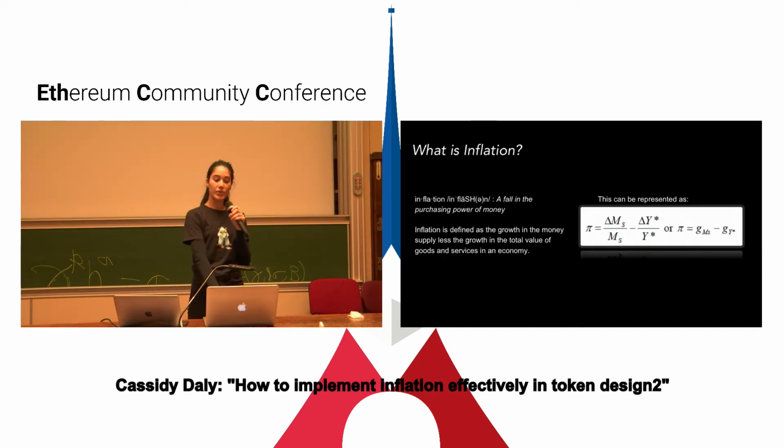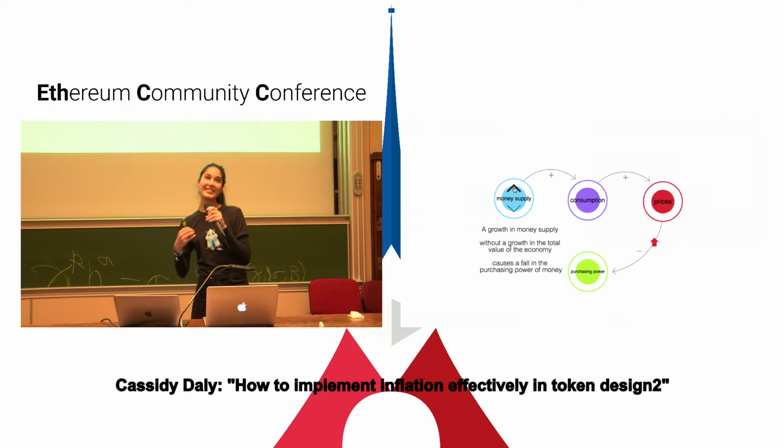So what is inflation really? One definition is a fall in the purchasing power of money, but what that really means is that it's the growth of the money supply less the growth of the economy. So oftentimes people refer to inflation when they really mean the growth of the money supply. And they're two very different things, actually. So it's really important to take that into account.